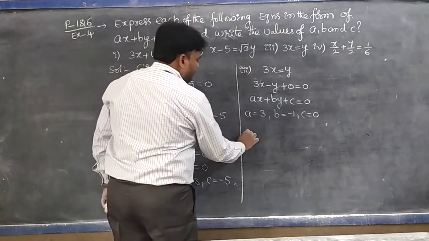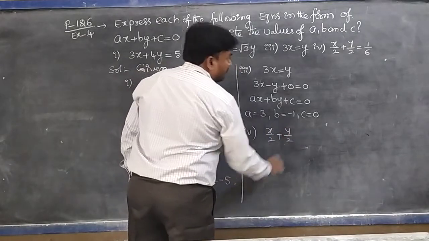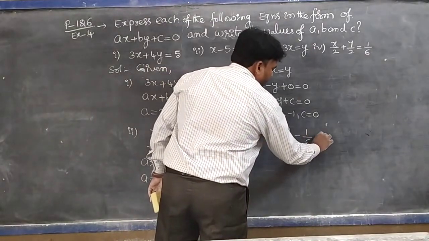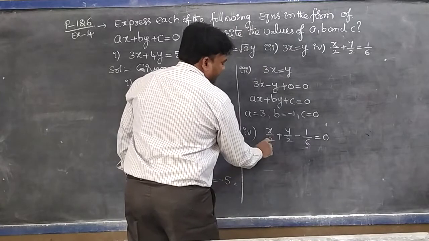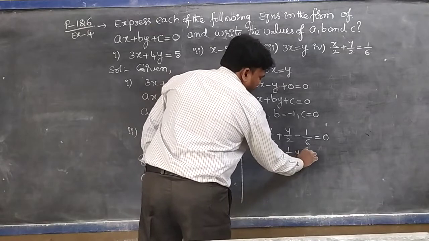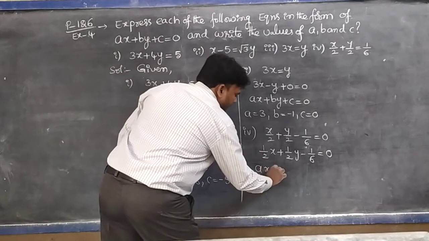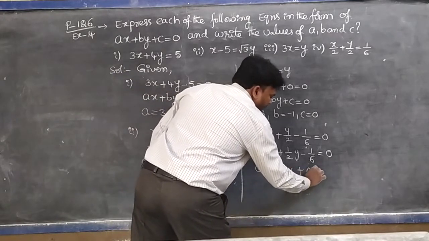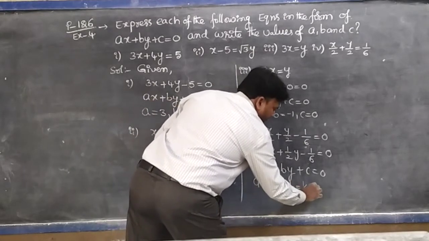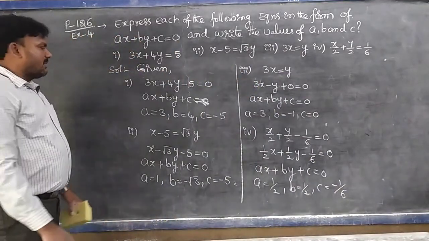At last, students, the fourth problem. x by 2 plus y by 2 plus 1 by 6, transferred to the left side becomes minus 1 by 6 equal to 0. So comparison: x by 2 can be written as 1 by 2 into x, plus 1 by 2 into y, minus 1 by 6 equal to 0. Then a equal to 1 by 2, b equal to 1 by 2, c equal to minus 1 by 6.